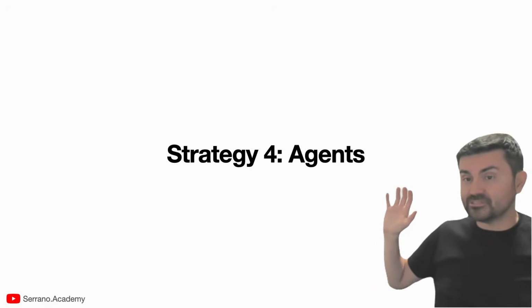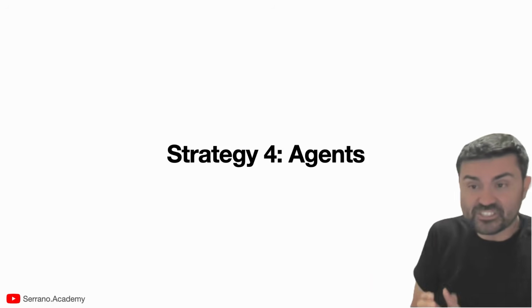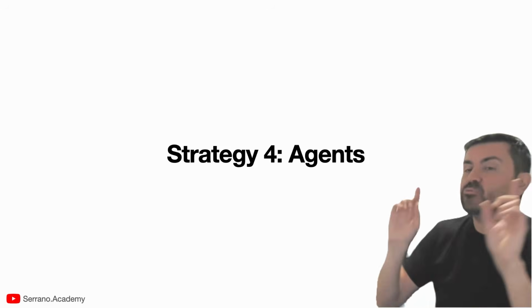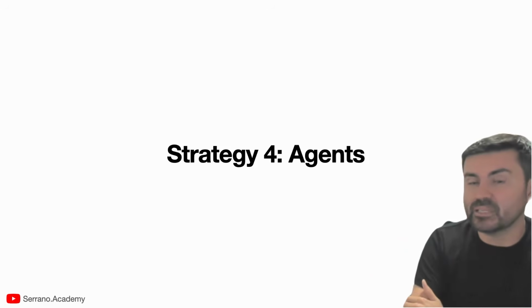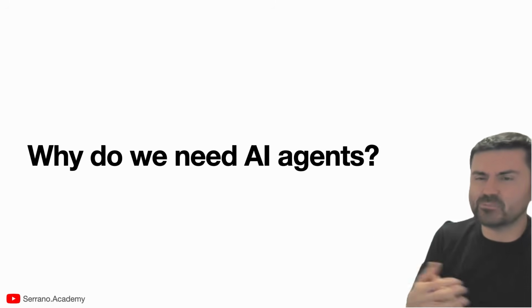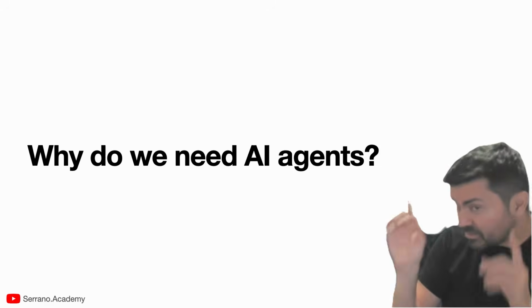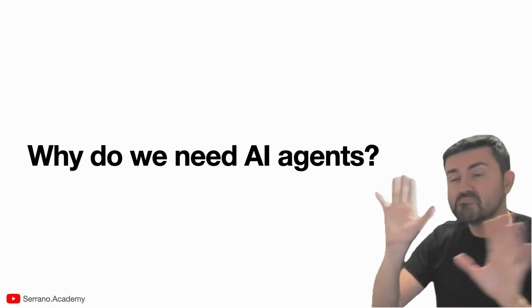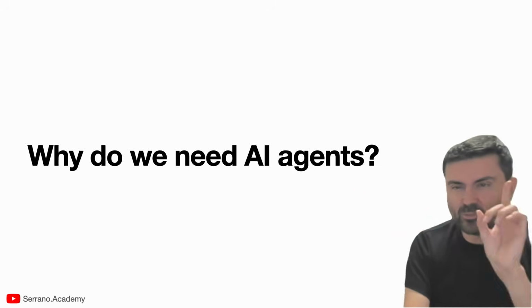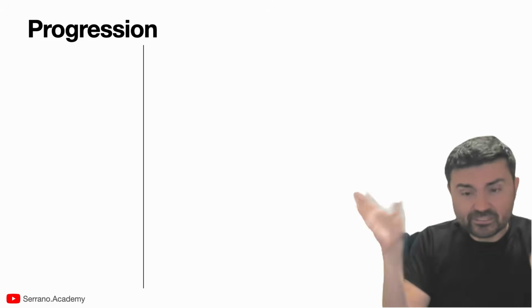Now we finally get to strategy number 4, which is agents. AI agents. And we've already seen them because RAG is one of them. But first, let me tell you, why is it that we need AI agents? Well, I have a big belief, and it is that technology maybe doesn't always repeat itself, but it always rhymes. So let's look at the internet.